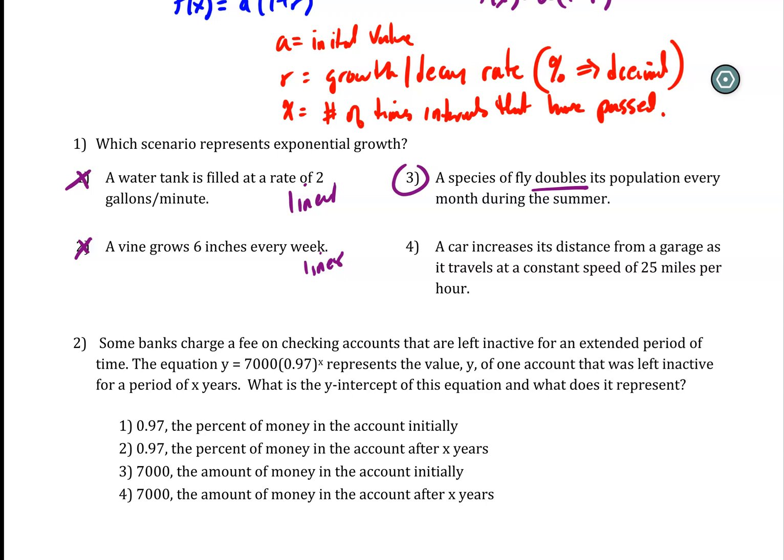But let's just look at 4. A car increases distance from a garage as it travels at a consistent speed of 25 miles per hour. That's basically a flat line. Its distance is changing, but its speed is not. So again, we have no exponential growth with respect to that.